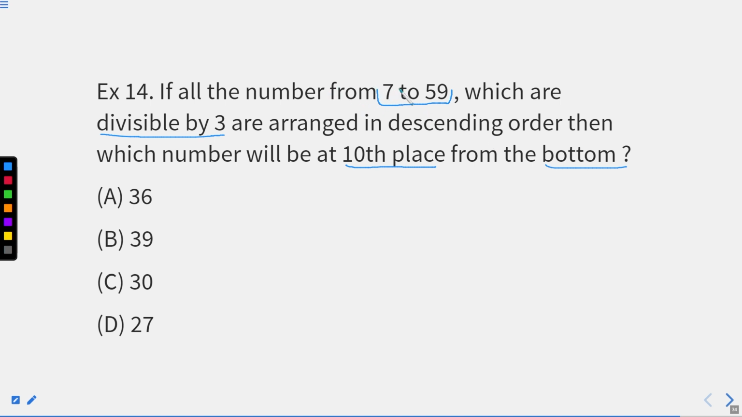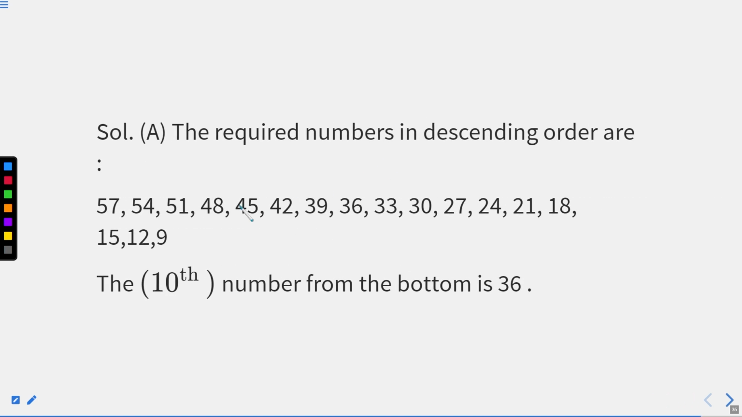First, we'll find all the numbers divisible by 3 from 7 to 59, in decreasing order. Here we have the numbers. So 59 is not divisible by 3. So 57 is the closest one which is divisible by 3. Then we'll subtract 3, we'll get 54.